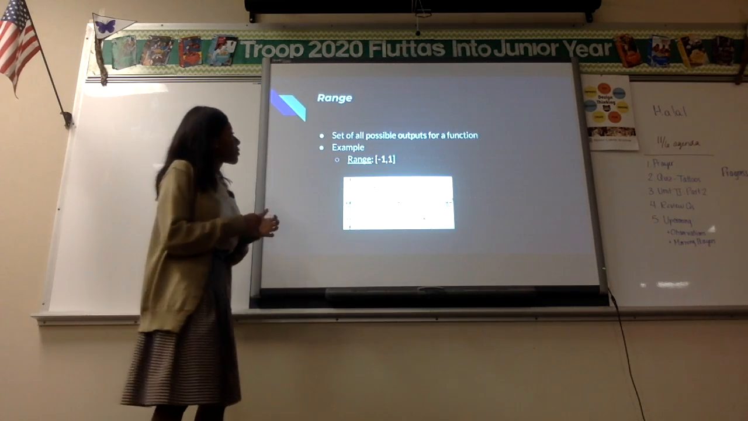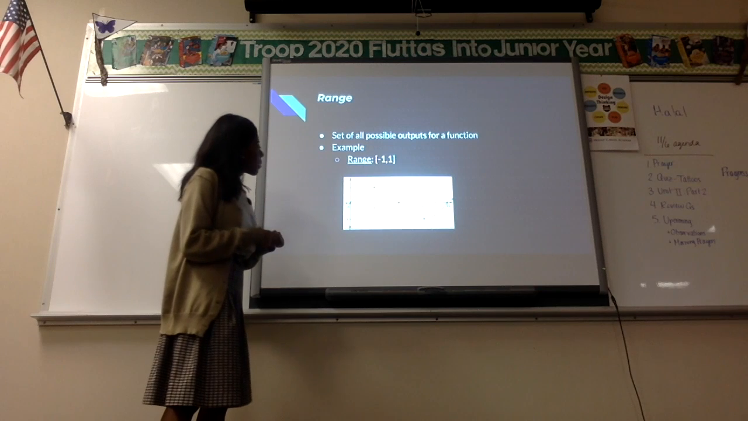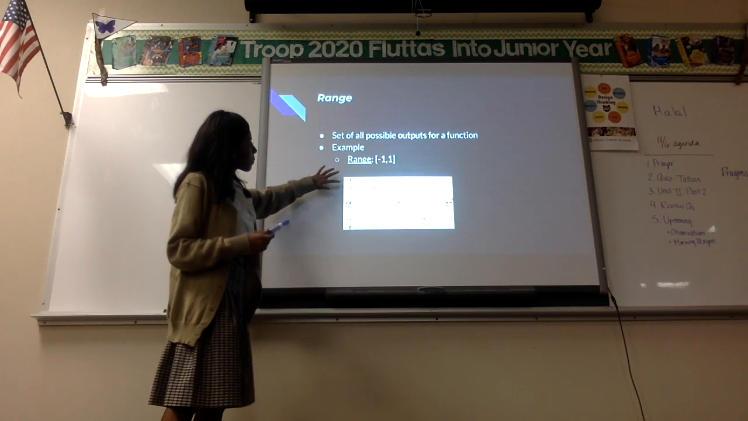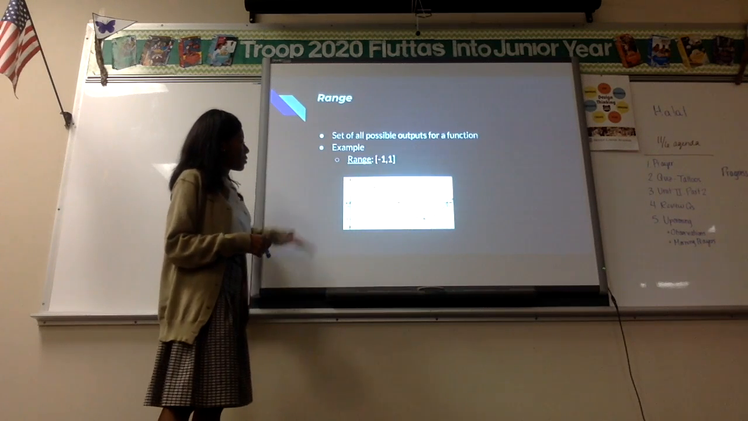And the next is the range, which is similar to the domain, it's just with y values. It's the set of all possible outputs for a function. So in this case, it would be from -1 to +1, because that's where the y values start and end.